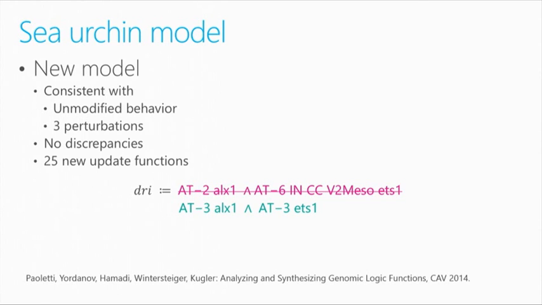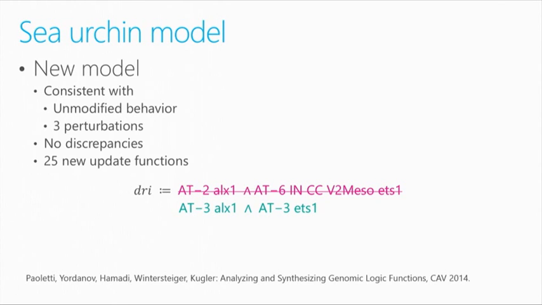And it's also consistent with 3 different kinds of perturbations of the system. Perturbation means something like a knockdown or a knockup. We actively try to modify the system so we can see what happens if we make that kind of modification. So it also works with that. And we did that by finding 25 new update functions, which we then both simulate and logically check.